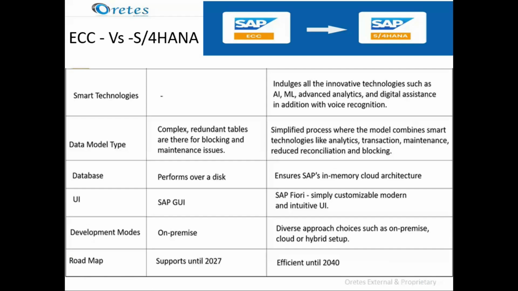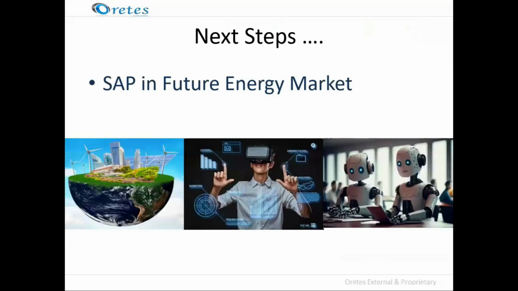So they have clarity that by 2027, everybody should go to cloud. Otherwise, they will not provide the services, and if they provide the services, they will charge for that. But after 2040, they will hard stop everything and everybody should go to S4HANA. So till 2040, they have plans. So SAP has plans till 2040.